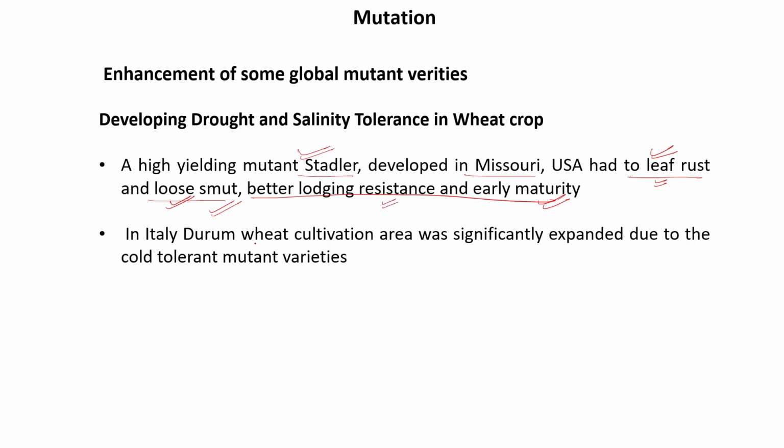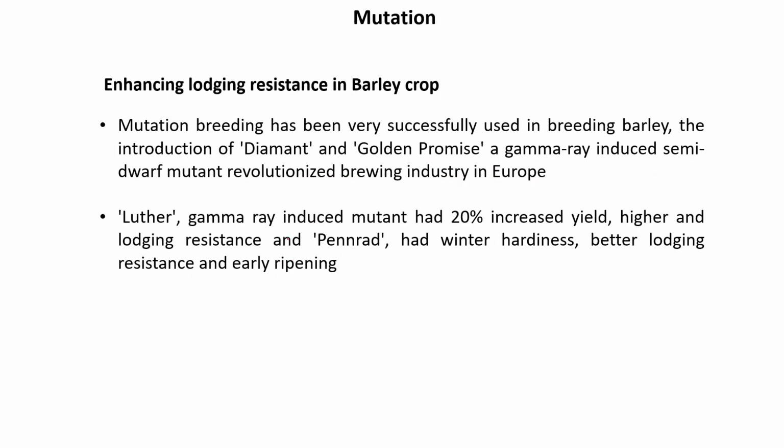In Italy, durum wheat cultivation area was significantly expanded due to the cold tolerant mutant varieties. Mutation breeding has been greatly successful in breeding barley. Now we will talk about some of the lodging resistance in the barley crop. Okay, so mutation breeding has been very successfully used in breeding barley also.